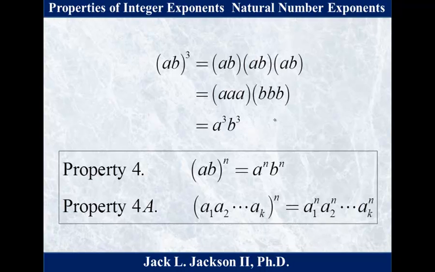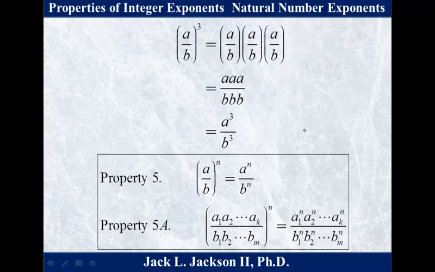Now if we repeatedly apply this, we can apply it no matter how many factors we have underneath. Let's say we have k factors. One factor is a sub 1, the next one's a sub 2, up to a sub k, and the whole thing is multiplied together and then raised to the nth power. All we have to do is raise them all to the nth power and then multiply. We can switch those two orders. And so that's a sub 1 to the nth power times a sub 2 to the nth power, and so forth up to a sub k to the nth power. So no matter how many factors we have under there, we can just raise each one of them to the nth power. So that's property 4a.